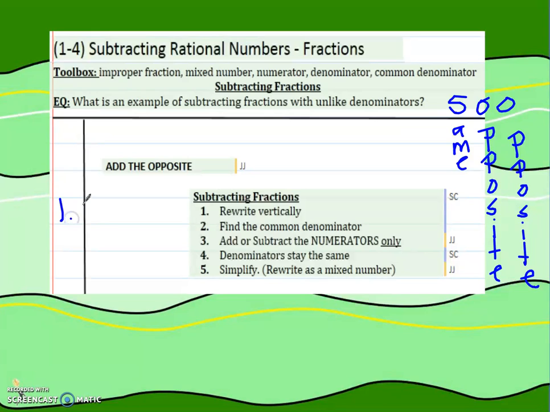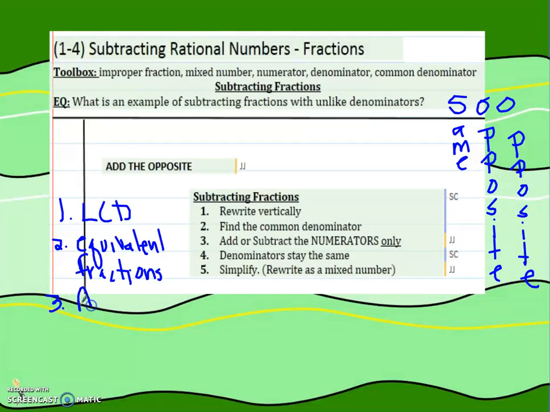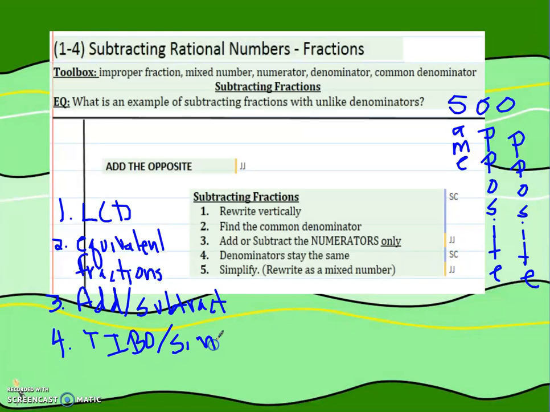common denominator, equivalent fractions, then you are either going to add or subtract, and then lastly, Taibou or simplify if necessary.